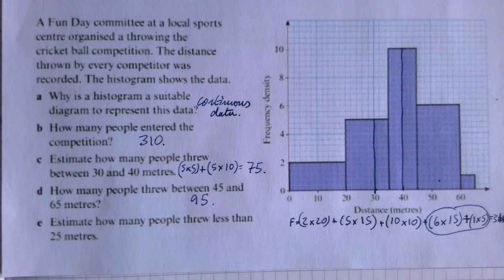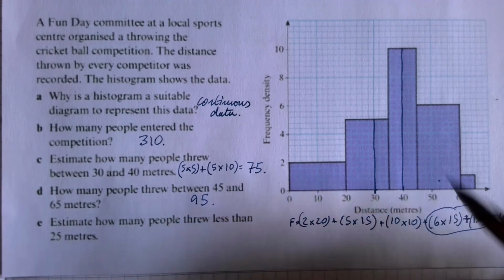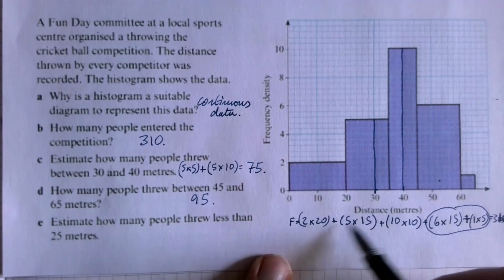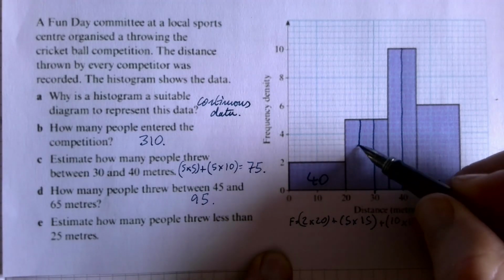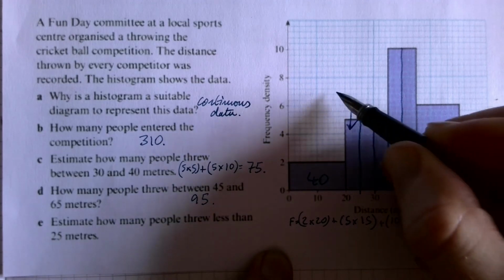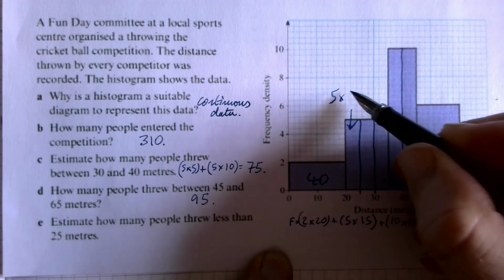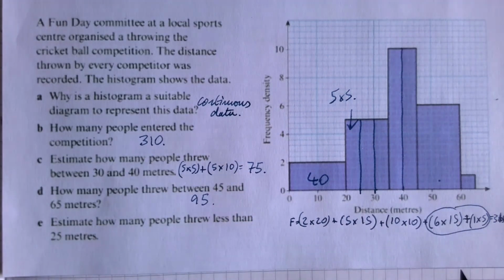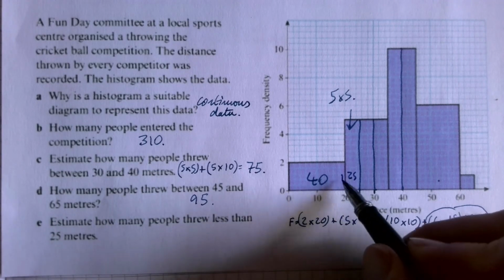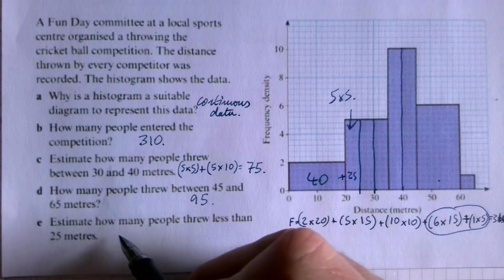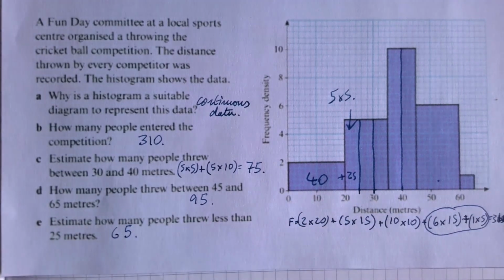And how many threw less than 25? Well, all we've got to do is we've got this lot here, which is 2 times 20, making 40, and then we've got that bit there, it's 5 wide, and it's 5 high again, so it's 25 for there. 40 plus 25, sorry, gives us 65 as our final answer.